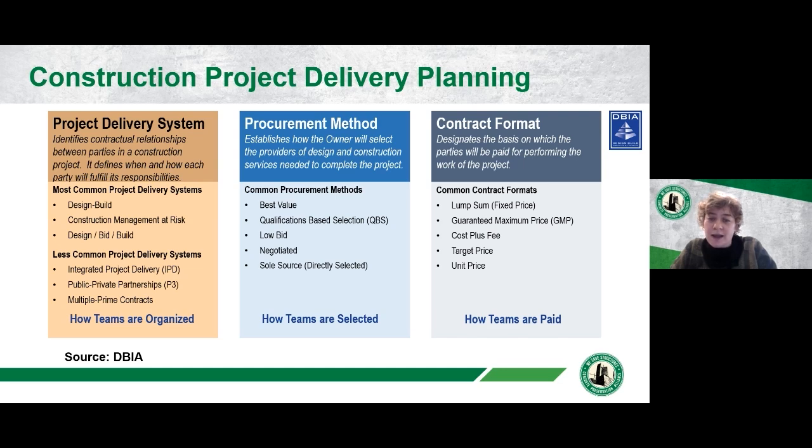You can see there are other procurement methods that are done across the different project delivery systems, and then the contract format deals with how the teams are paid. The most common approaches for collaborative delivery projects would be lump sum or fixed price. The other one would be what's called guaranteed maximum price, where there's an upper bound threshold and it's more of a time and materials basis up to that threshold. We'll talk further about some of these details throughout.